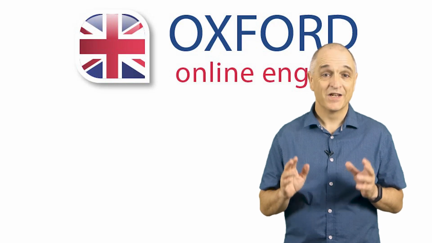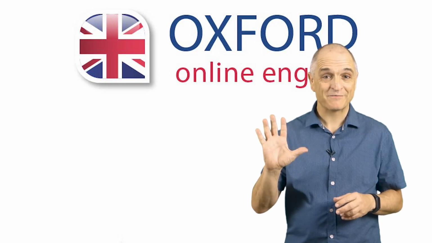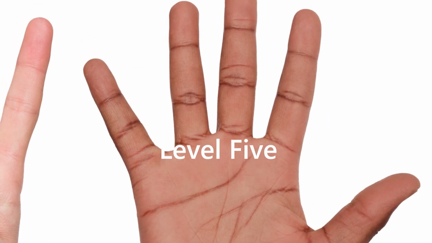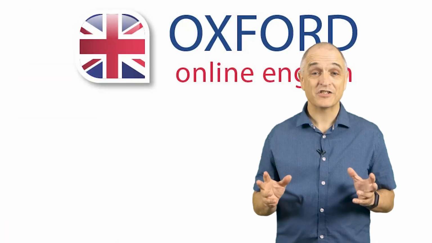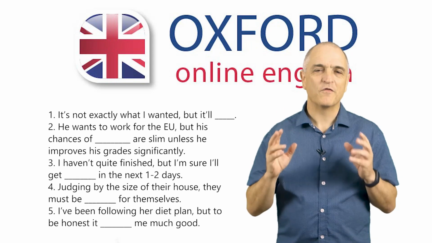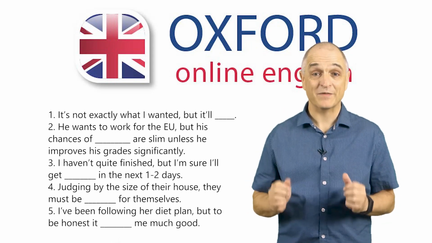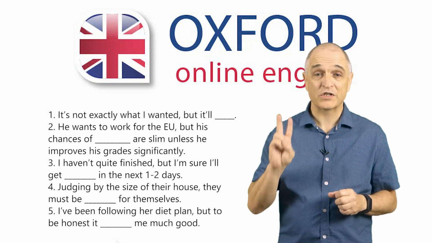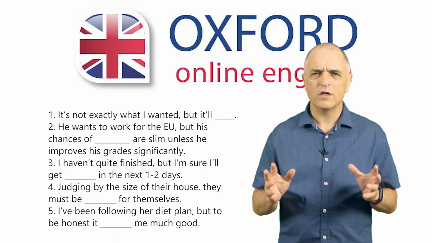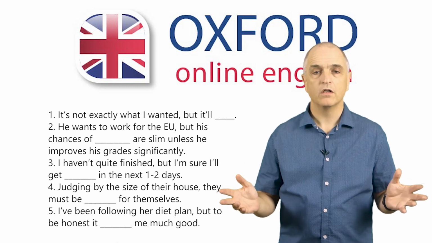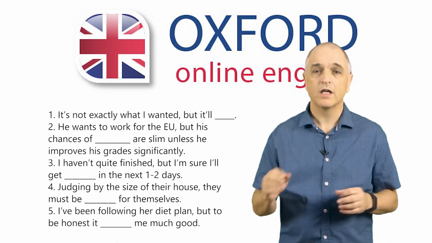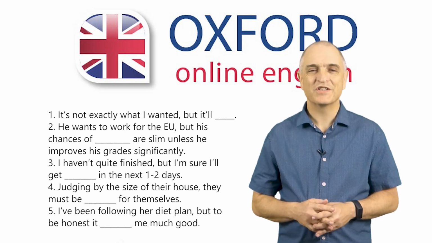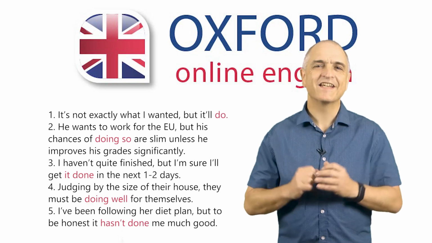Now, are you ready for Level 5? Let's try. Ready for the hardest challenge? Here are 5 of the hardest sentences we could make. Your job is to complete them with 1 or 2 words. One of the words must be a form of do. Contractions like don't count as 1 word. Could you do it? Let's see the answers.